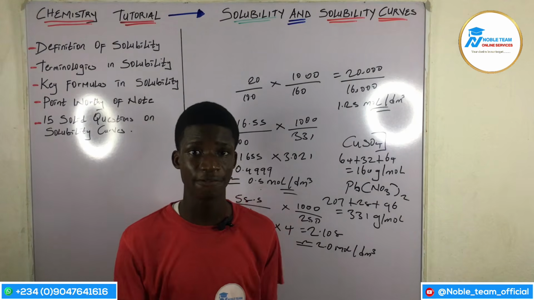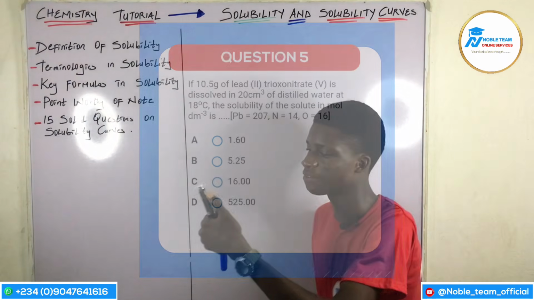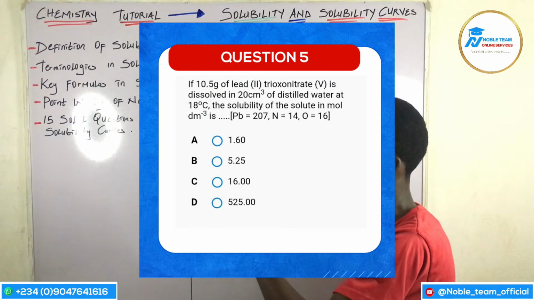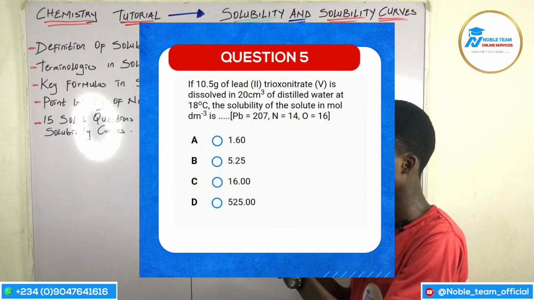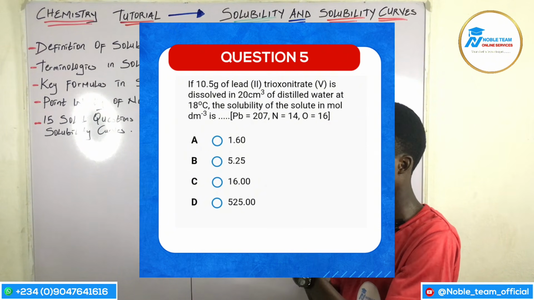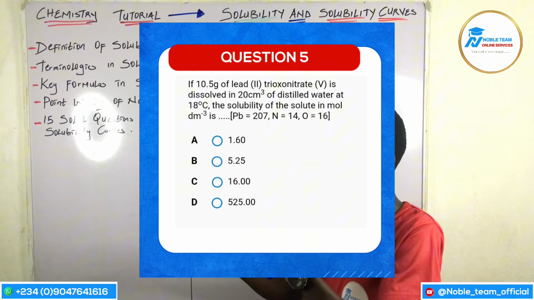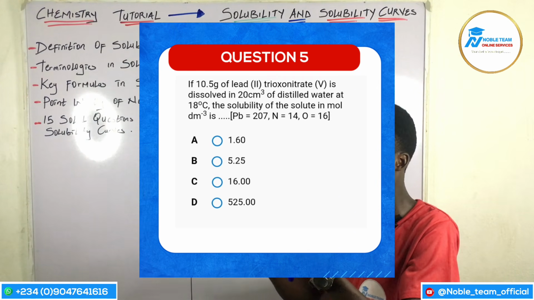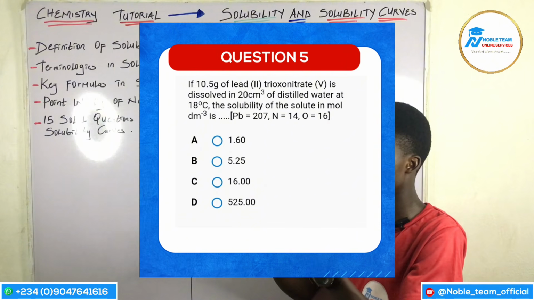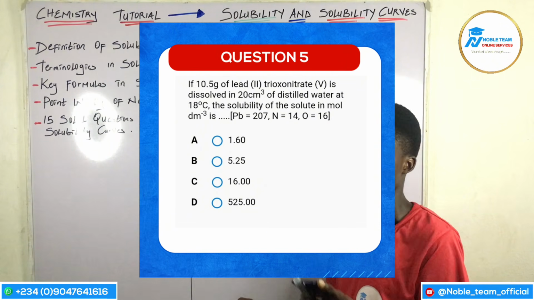Now question 5 says if 10.5 gram of LiNO3 (lithium trioxonitrate V) is dissolved in 20 centimeter cube of distilled water at 18 degrees Celsius, the solubility of the solute in mole per dm cube is what?